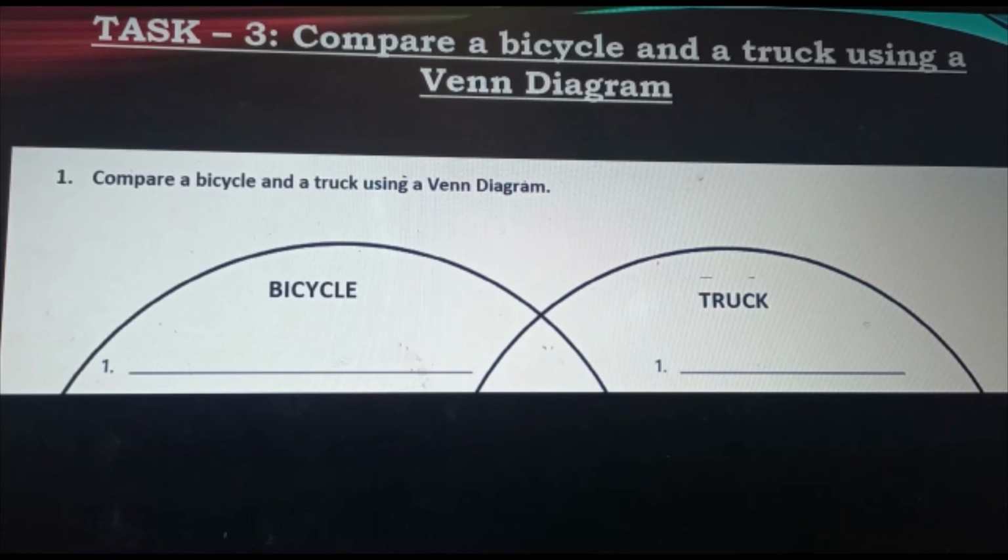They can come back to you with more and you can discuss some more with them. All right, so it is comparison. Compare a bicycle and a truck using a Venn diagram. A Venn diagram is very important because you have to compare the uniqueness as well as the similarities among any two objects that can be in front of you. So don't forget to do this task.